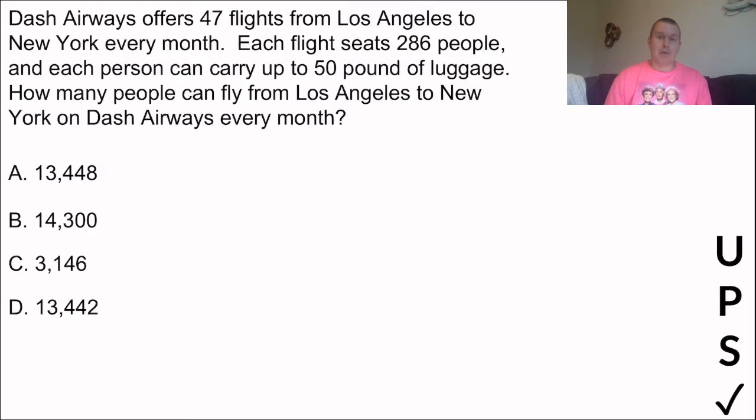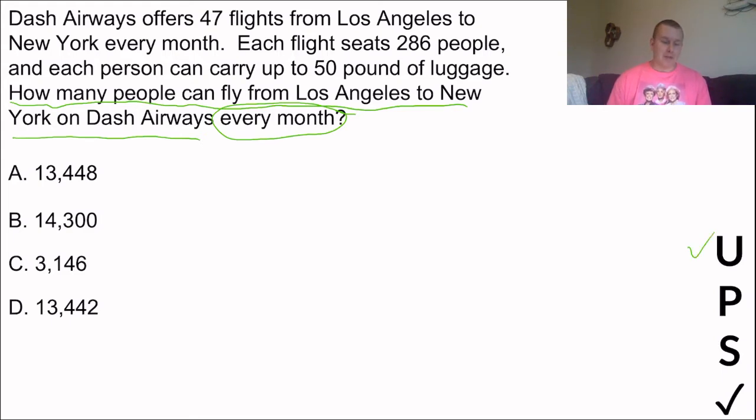All right, so what we're going to do for this problem is we're going to start with UPS check. And U stands for understand the question. So the question asks, how many people can fly from Los Angeles to New York on Dash Airways every month? So we're trying to look for a total amount of people, and we're trying to see how many of them can fly from Los Angeles to New York every single month, okay? So we understand the question now.